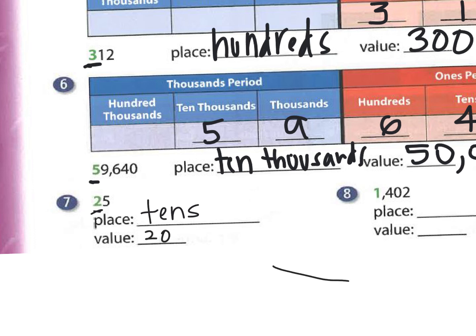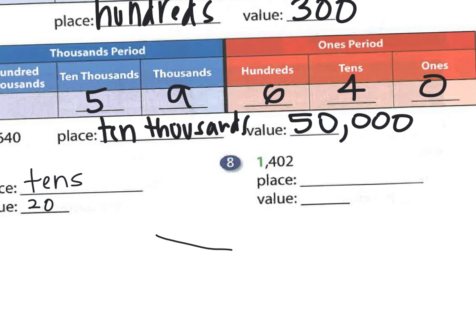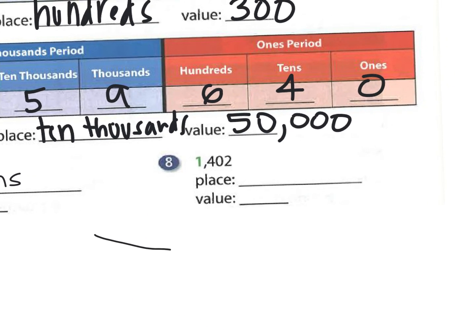If we look at the next one, 1,402, the place is the thousands place, and the value is just 1,000.